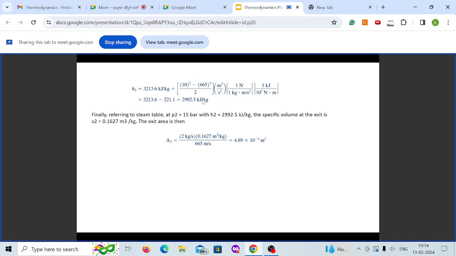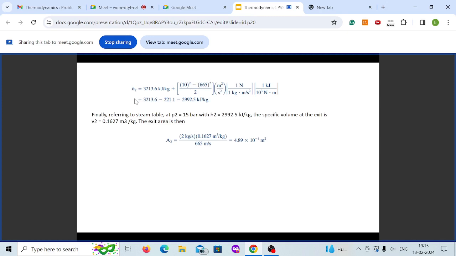So if you see in this problem, your kinetic energy is significant. It's 221 compared to the previous problem of the pressure cooker, where the kinetic energy was negligible. So here your velocity is very large and it has a significant amount of energy.